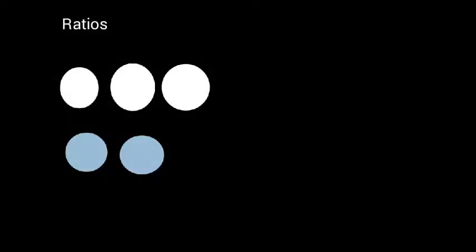Alright, today we're going to talk about ratios, and a ratio is simply a comparison of two things. So here I have 3 white circles and 2 blue circles. So if I write my ratio of white to blue, I would have 3 whites to 2 blues.